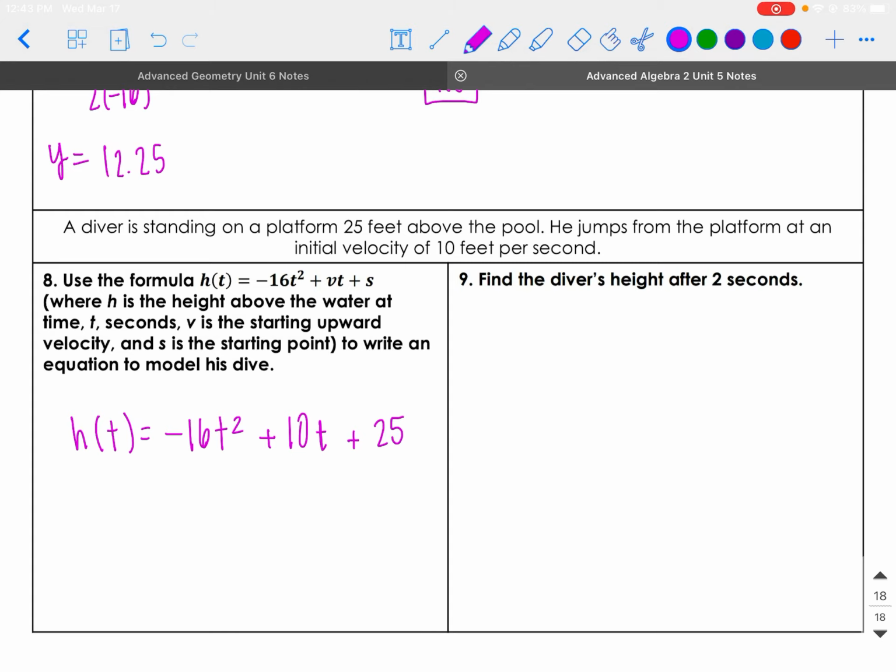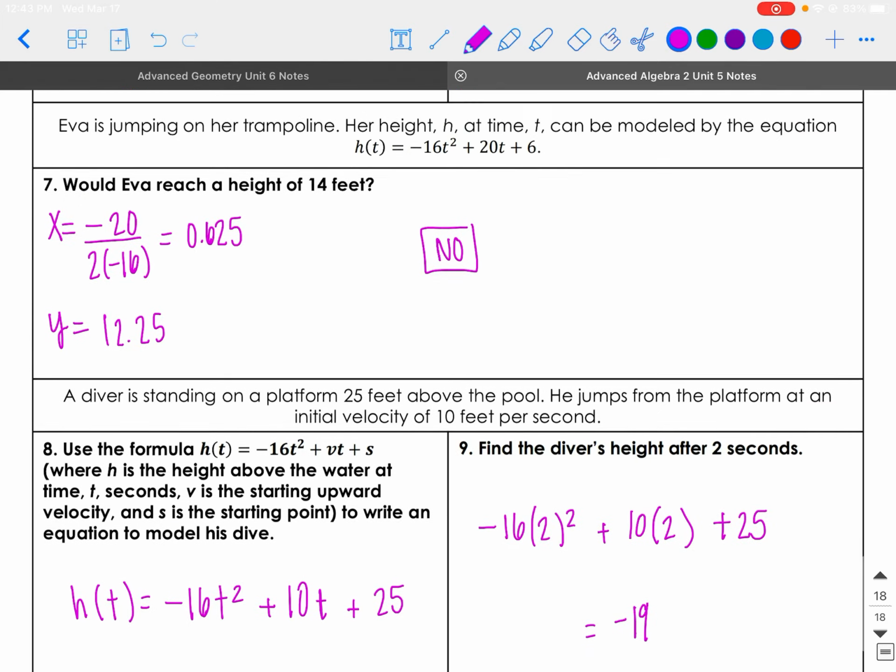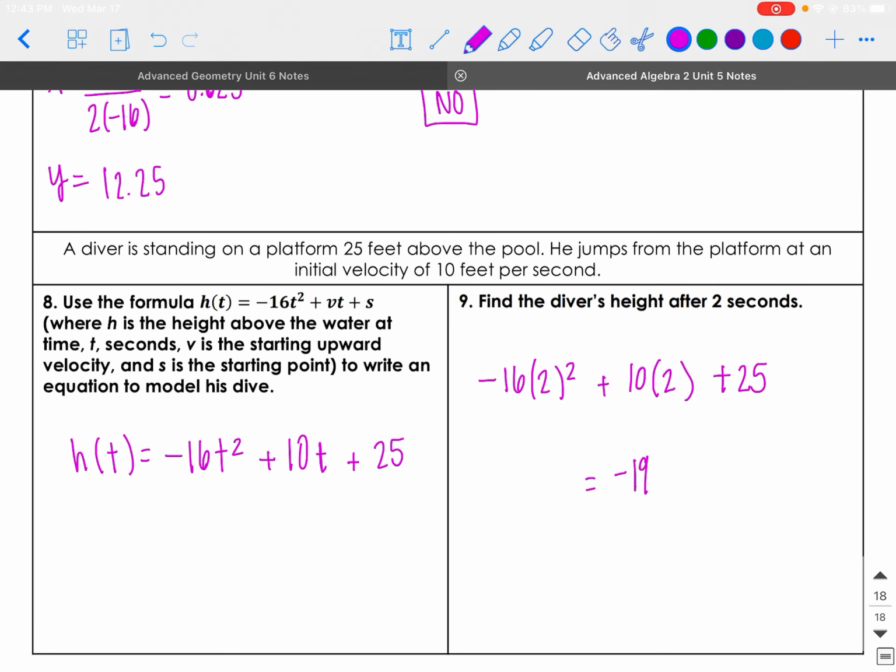All right, and we want to find the height at 2 seconds. So negative 16 times 2 squared plus 10 times 2 plus 25. And we get negative 19. That means he is 19 feet below. So he is in a very deep pool. 19 feet underwater.